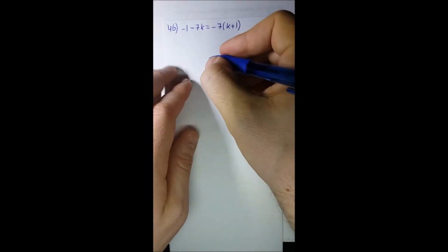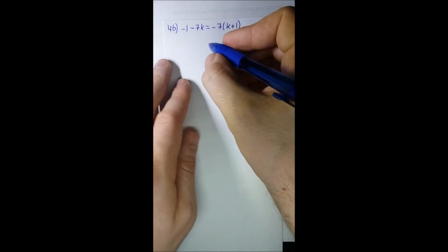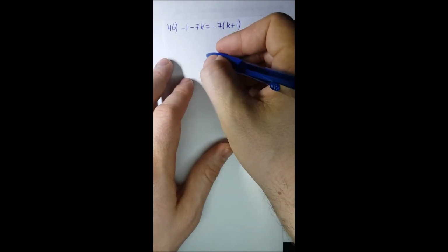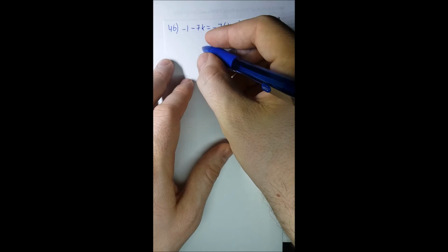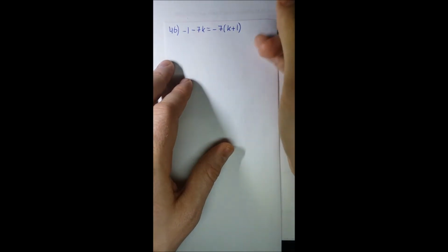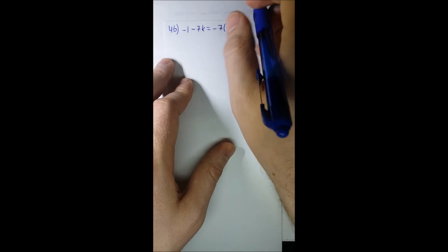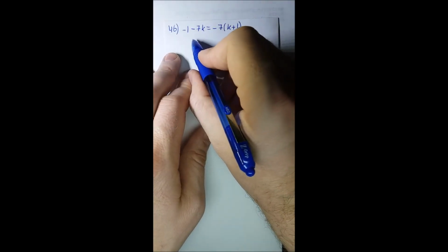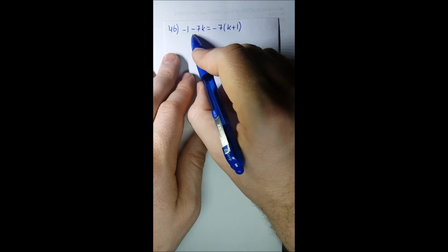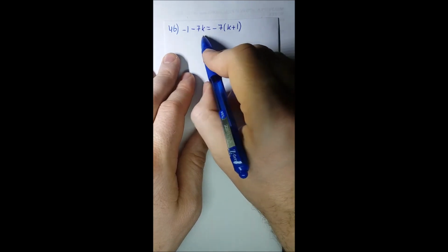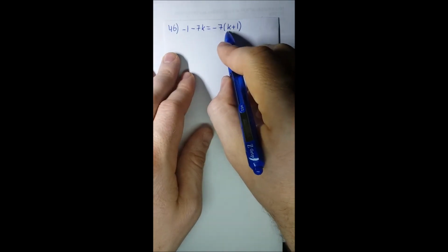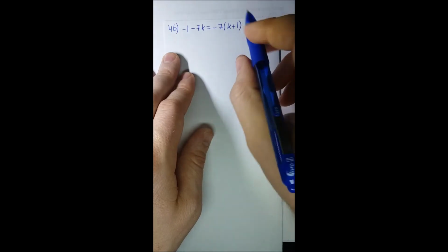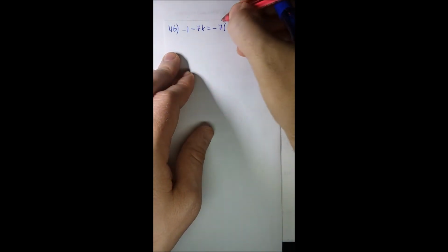Okay, number 46. Examples 46, 47, and 48 are examples where you will have exactly one solution, infinite solutions, or no solution. One of each will show you exactly one example. Now, let's just go ahead and start solving it. Negative 1 minus 7k equals, nothing we can do on the left side, equals negative 7 times the parentheses. In the parentheses, we get k plus 1. So we can distribute. We can distribute this negative 7 into this parenthesis.